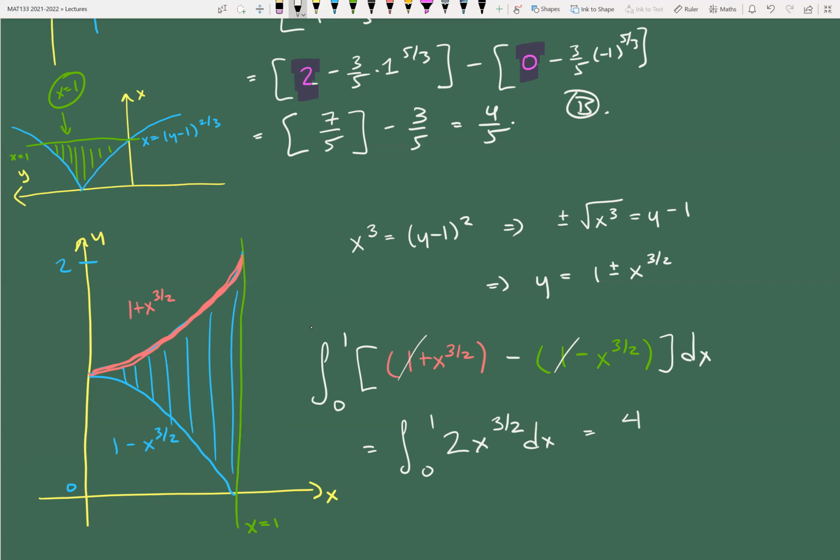So what is that? So that's going to be 4/5 x to the 5/2 evaluated from 0 to 1. And that's 4/5, same answer, right? Which we expect, right? You should get the same answer.